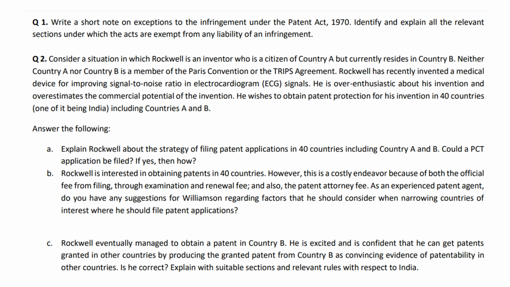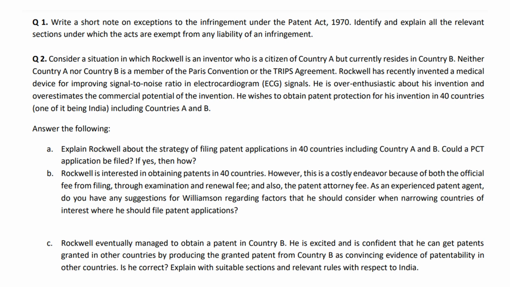Second question is, consider a situation in which Rockwell is an inventor who is a citizen of country A but resides in country B. Neither country A nor country B is a member of Paris or TRIPS Convention. Rockwell has recently invented a medical device for improving ECG signals. He is over-enthusiastic about his invention and overestimates the commercial potential of his invention. He wishes to obtain patent protection for his invention in 40 countries, one of it being India. So the catch here is very clear. 40 countries and one being India, including country A and B.